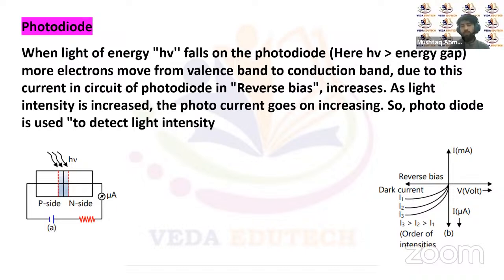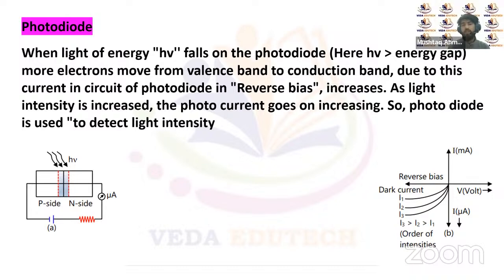Due to that absorption of the radiation, the current is established in the circuit because the electrons jump from the valence band to the conduction band, in the reverse bias condition. So actually, a photodiode is used in the reverse bias condition. There is reverse biasing in this diode.